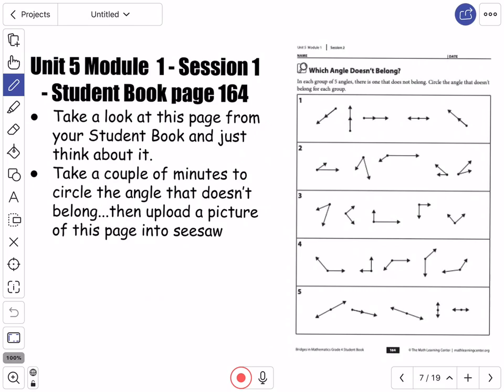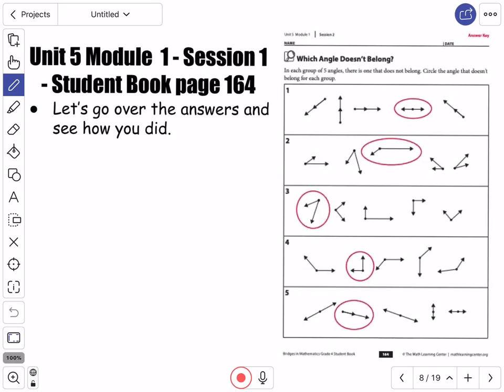When you're looking at number 1, there are 5 angles in each of these boxes, and there's just one that does not belong. Think about it. I'll give you a little bit of time to fill it out. Just circle. This shouldn't take a lot of time. Then I'm going to flip to the next slide and you're going to check your work. If you got them correct, give yourself a star, a smiley face, or a check. If you didn't, you may fix it, and then post it in Seesaw.